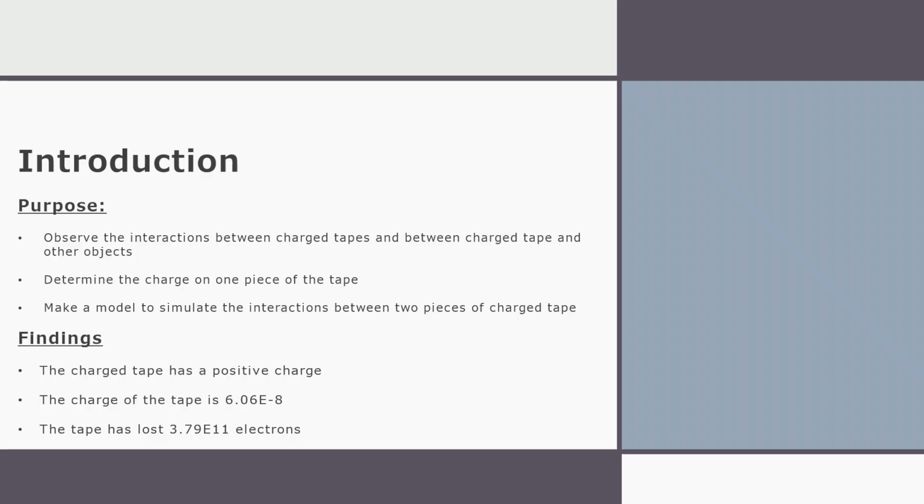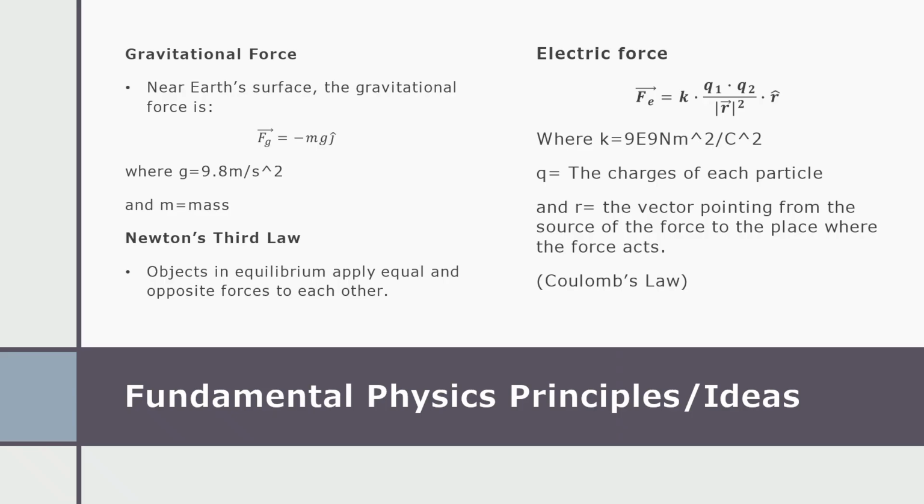Our findings were that the charged tape has a positive charge. The charge of the tape is 6.06 times 10 to the negative 8th, and the tape has lost 3.79 times 10 to the 11th electrons. The gravitational force near Earth's surface is the mass times the gravitational constant in the negative j hat direction, where the gravitational constant is 9.8 meters per second squared and m is mass.